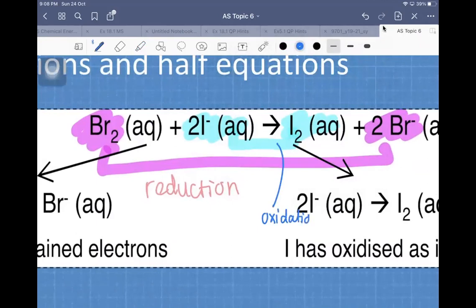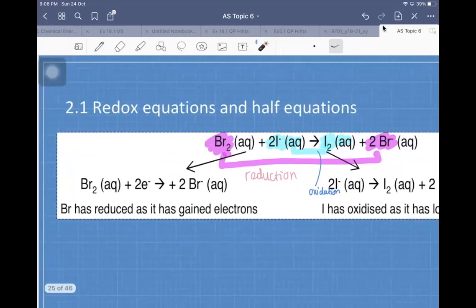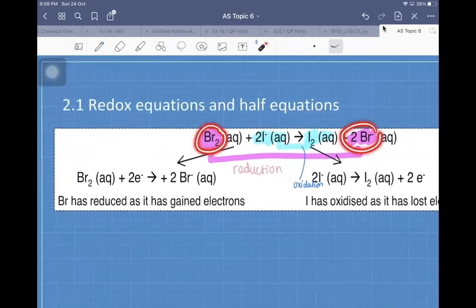Okay, so you can always do the reverse. You combine half equations together to get a full equation, or from a full equation you get half equations. In this case, we're doing the reverse. From the full redox equation, we are breaking it down into a half equation for reduction and a half equation for oxidation. Now you notice that you've only taken bromine, Br2, and bromide.